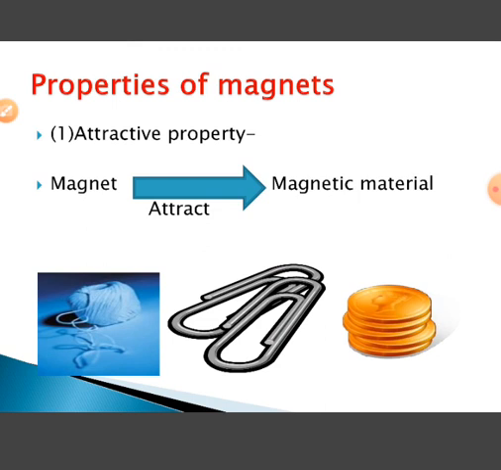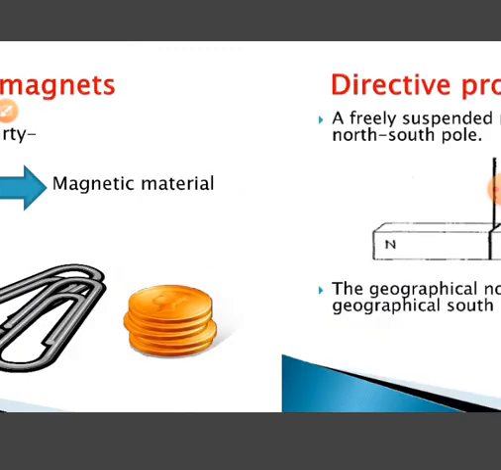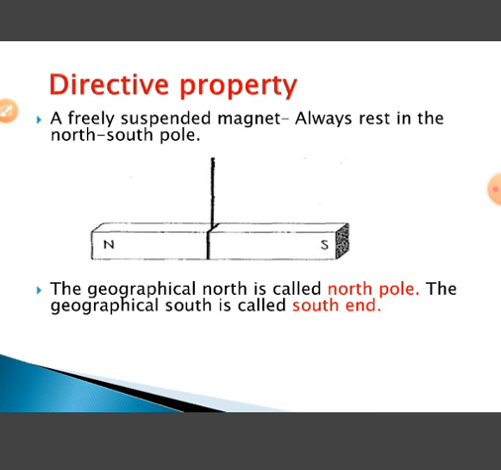And now let's quickly look at the properties of magnets. All magnets have attractive property. In other words, they attract magnetic material. And again, directive property. That's another property of a magnet. That is, a freely suspended magnet always rests in the north and south direction. That's another thing that is peculiar to a magnet.